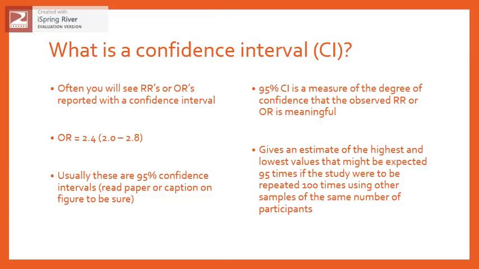What it does is it gives an estimate of the highest and lowest values that you might calculate for relative risk or odds ratio if the study was repeated 100 times using the same number of participants in your study. So if you did the same study 100 more times using the same number of participants, what range of odds ratios or relative risks would you find? So in this example, you would find somewhere between 2.0 and 2.8, 95 of those 100 times.